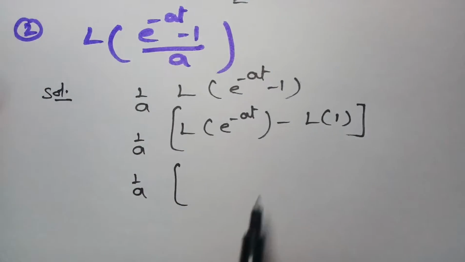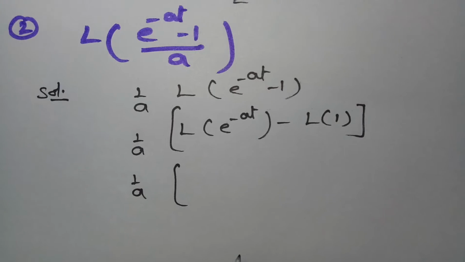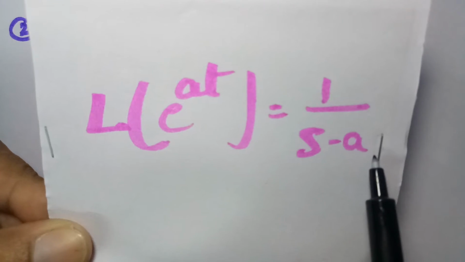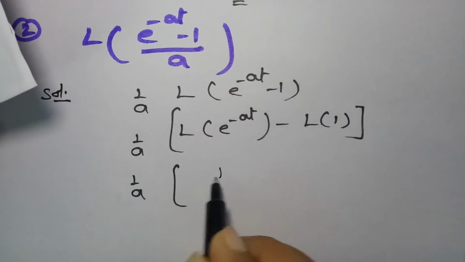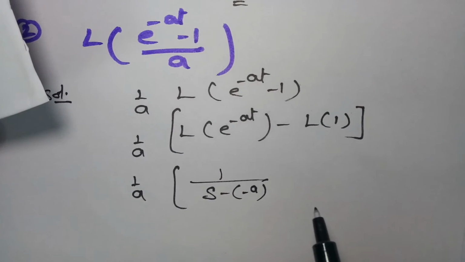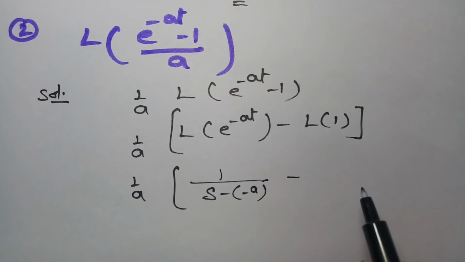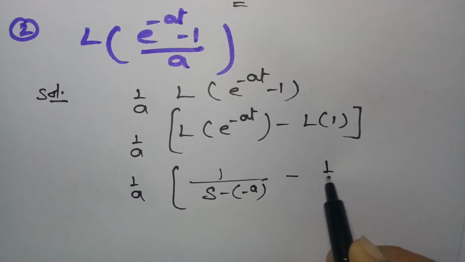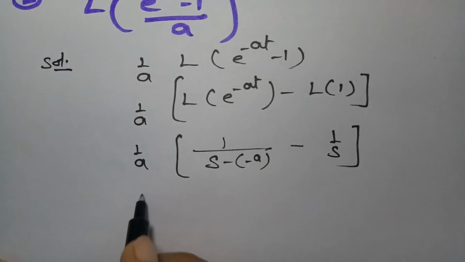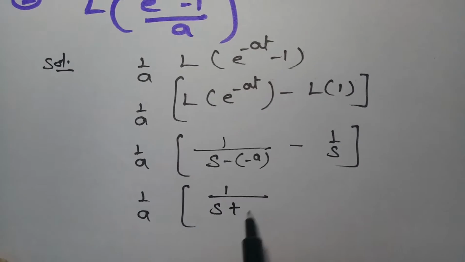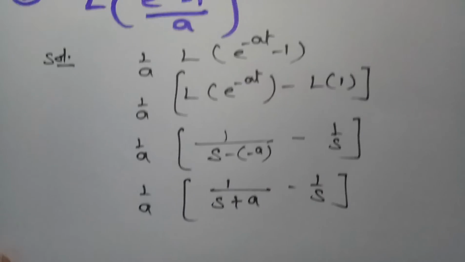So what is Laplace transformation of e power minus at? It is 1 by s minus a. Remember, 1 by s minus a. What is the a value here? Minus a. What is Laplace transformation of 1? See here, Laplace transformation of 1 is 1 by s. I am writing 1 by s. Here 1 by a times of 1 by s plus a minus 1 by s.